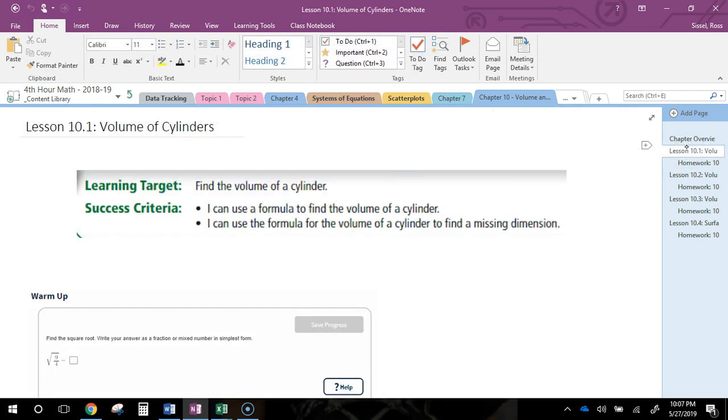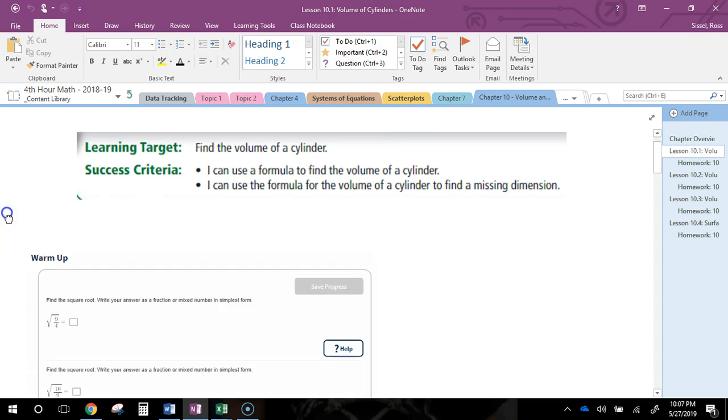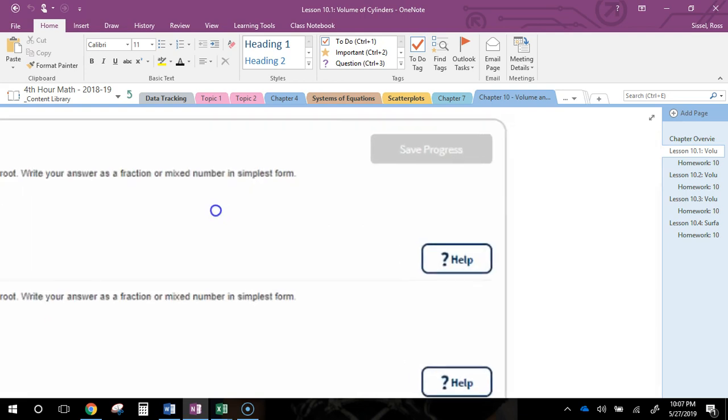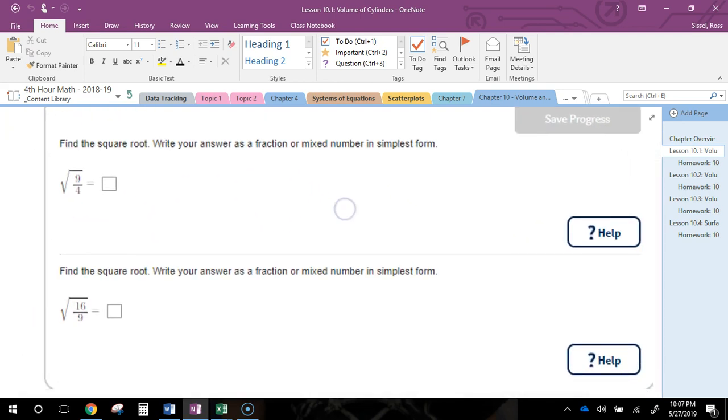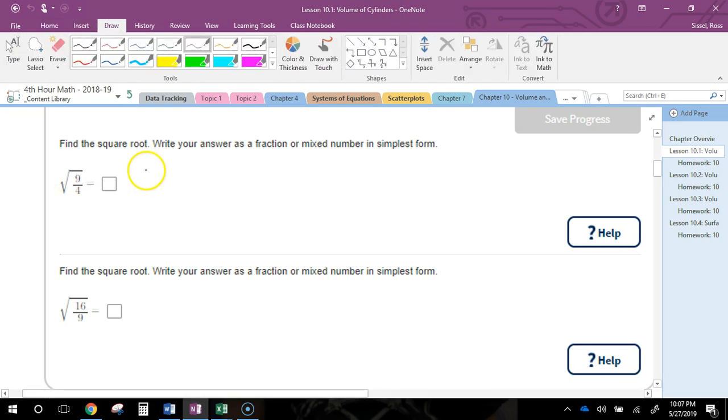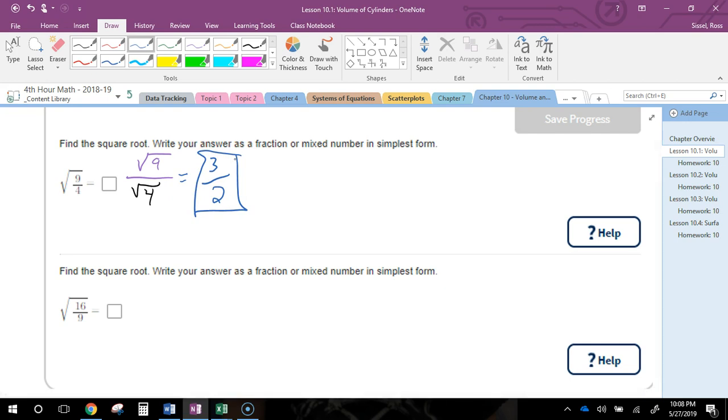Lesson 10.1. I just went over the learning target and success criteria. The first thing is a little review, which should be your warm-up. Find the square root, and write your answer as a fraction or a mixed number in simplest form. Because this is a fraction, I can rewrite it as the square root of 9 all over the square root of 4. The square root of 9 is simply 3, and the square root of 4 is 2. Your answer should be 3 over 2.